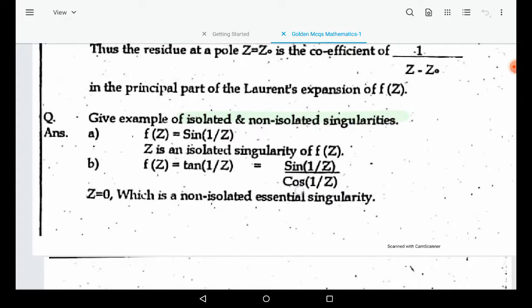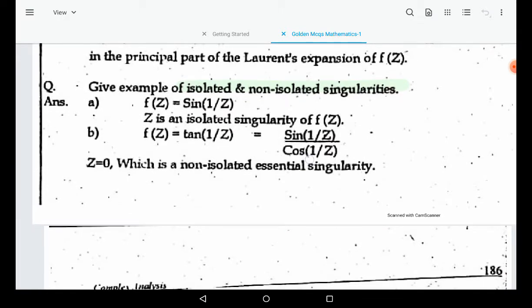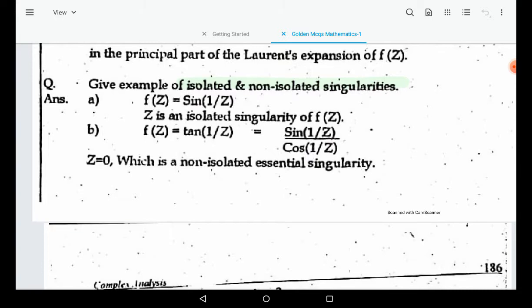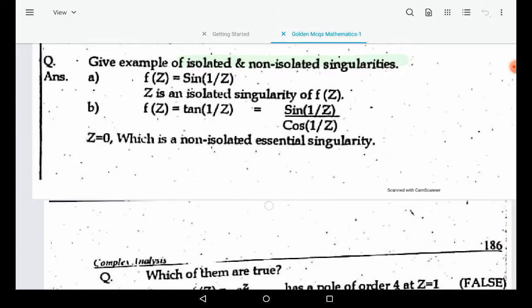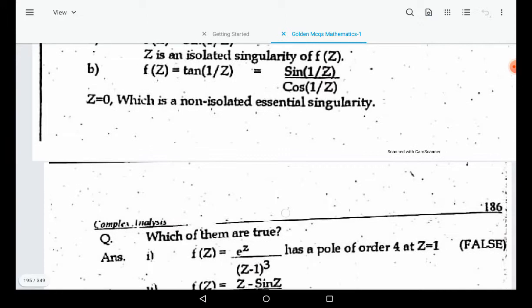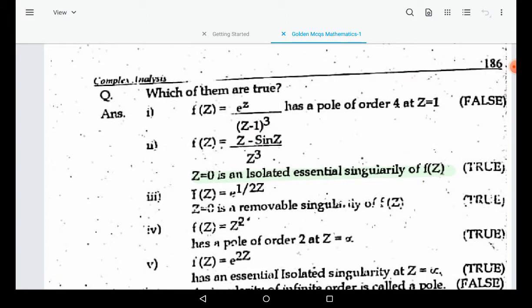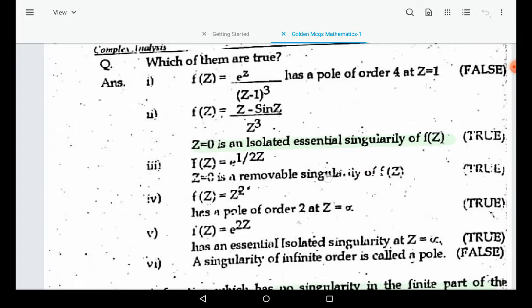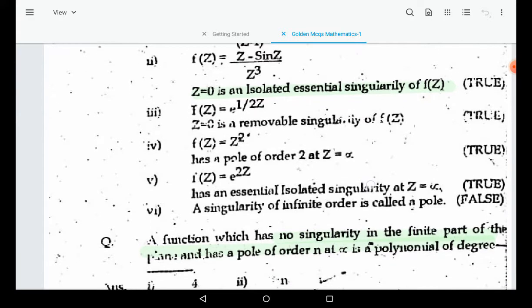Given example of an isolated and non-isolated singularity: f(z) = sin(1/z) is an isolated singularity. Then f(z) = 1/sin(1/z), which is a non-isolated essential singularity. Which of these is true? Let's see what is true. f(z) = (z minus sin z)/z cubed at z = 0: isolated essential singularity of f(z) at zero, removable singularity of f(z) at zero.